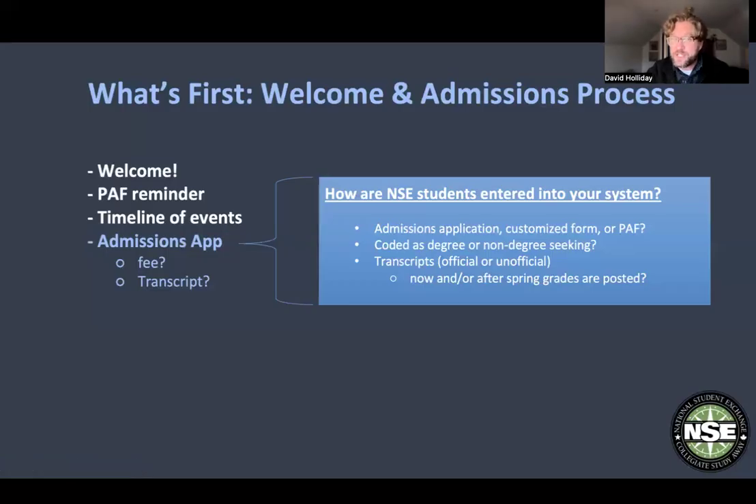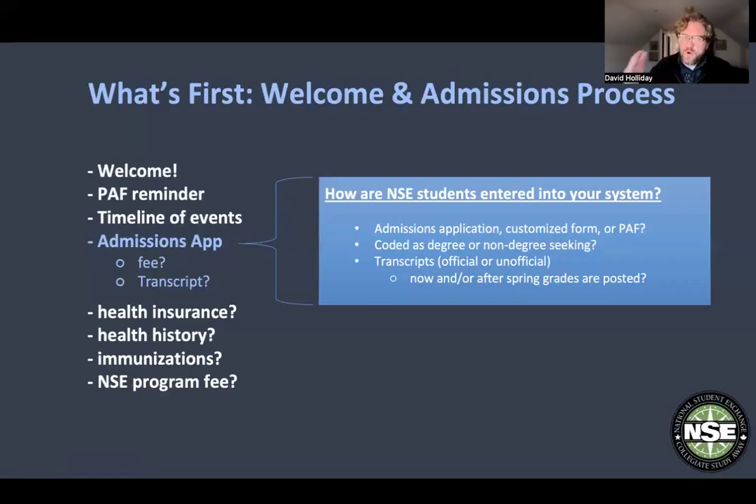Another thing to be aware of on your campus and communicate to students is whether or not there's an admissions application fee. We encourage campuses to waive any sort of admissions application fee that would be collected, but we know some campuses cannot waive that fee. Usually part of this first wave of information that you're collecting from an incoming student might include the health insurance information. If your campus requires proof of health insurance, collect that at this point. Some campuses will collect a health history form or immunization form. That's also something to collect when students are accepted to your campus.